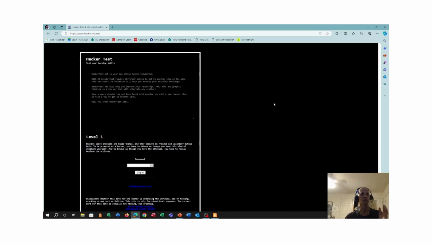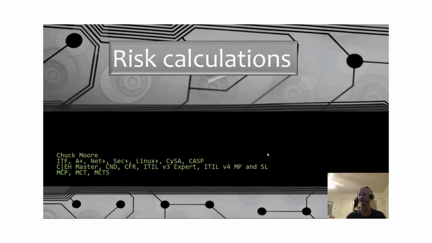So I'm going to get this one out of the way, and then we're going to jump into the hacker test. I'll try to put a couple of those up a week. Depends on how difficult they are, and we'll see where it goes. But this one here, I want to do risk calculations. Again, this is going to be highly important, especially in CYSA.